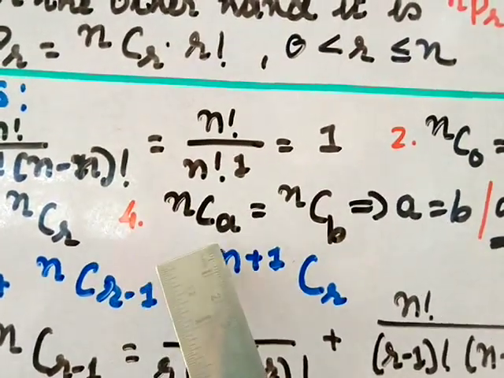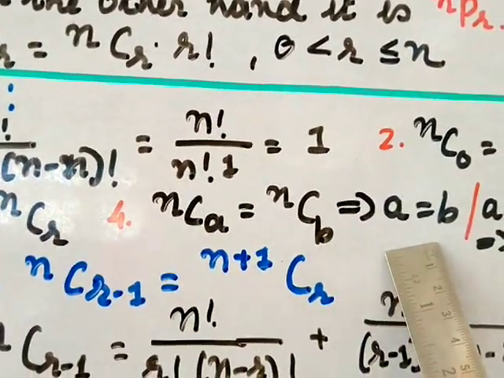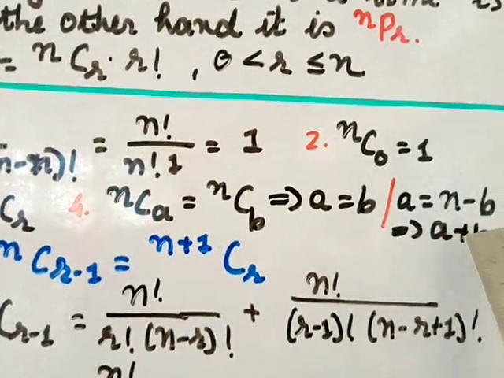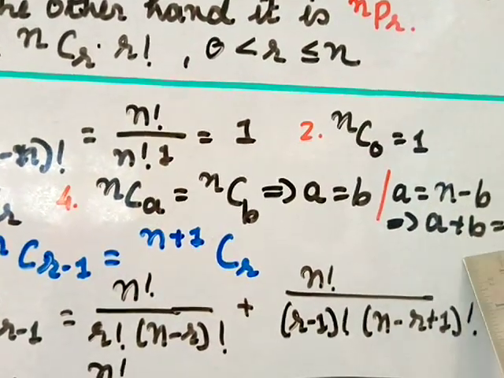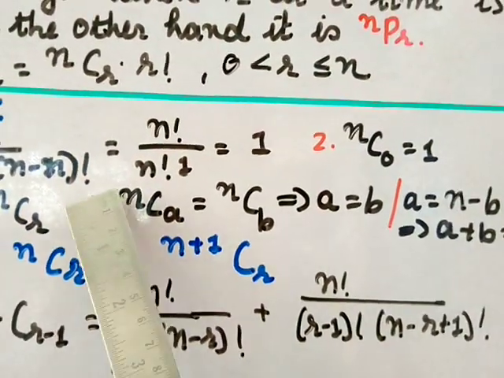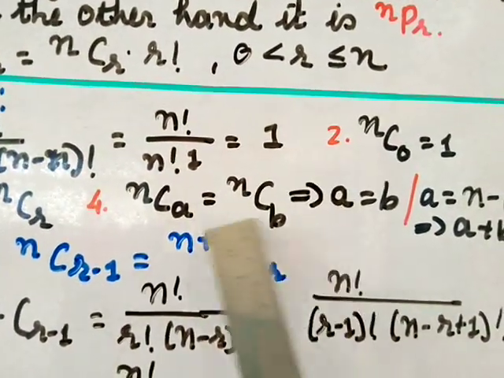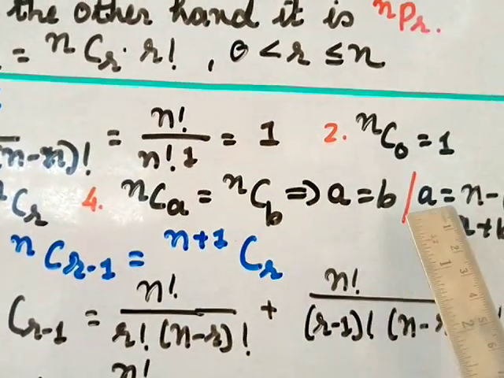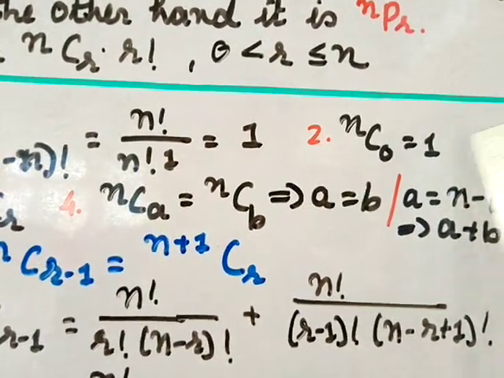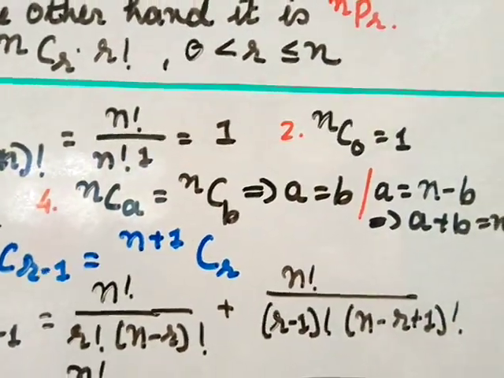Number 4 is nCa equal to nCb. This implies that a equal to b, or you can say that a equal to n minus b. This means that a plus b equal to n. Just b transfer over here. So nCa equal to nCb implies a and b are equal, or a equal to n minus b, or we can say that this implies a plus b equal to n.